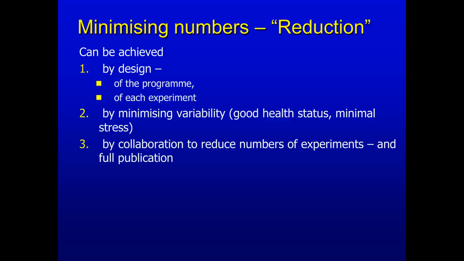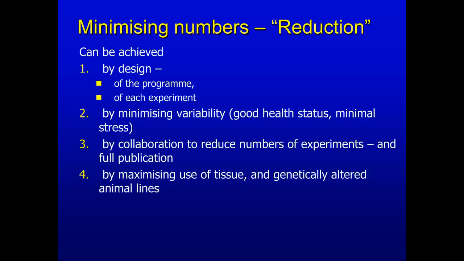And you can also reduce by collaborating across groups and making certain that the publications include all the elements that are necessary to repeat or judge the experiments that you're publishing. You can maximize the use of tissue across different groups, and in particular make available genetically altered lines. There is an element to which you would keep the numbers down by using the same animal more than once, i.e. reusing an animal. But clearly that adds to the cumulative stress of the animal if you're not careful.